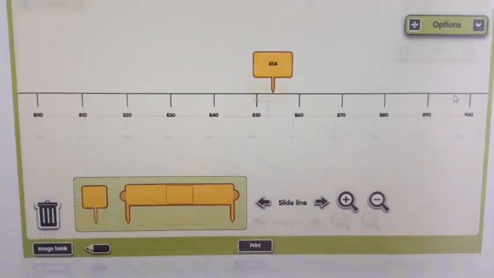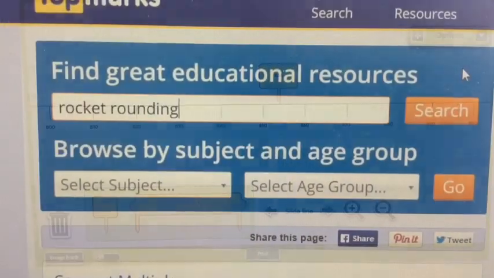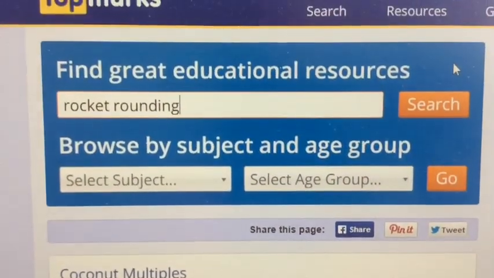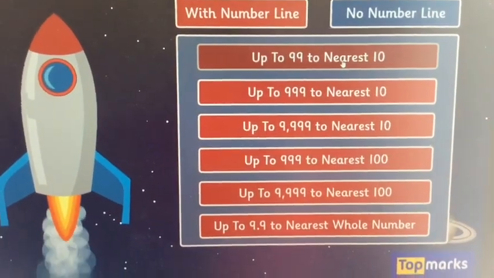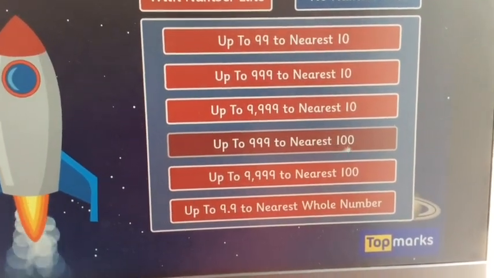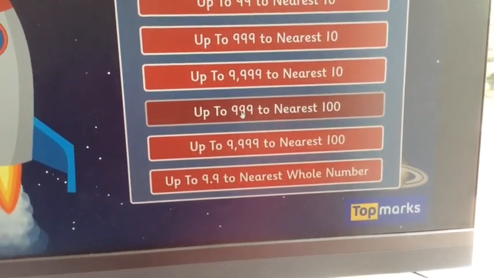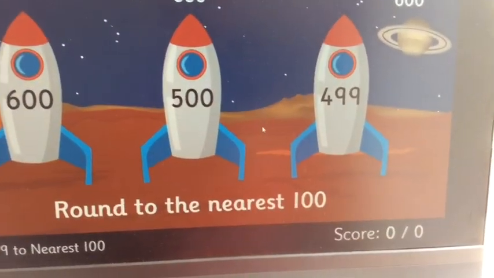Now for a game. And guess what? You need the Top Marks website. Today in your search you need to write Rocket Rounding. First of all, try some with the number line. Remember, we're going up to the nearest 100, so you need this one. There's your number line to help you.